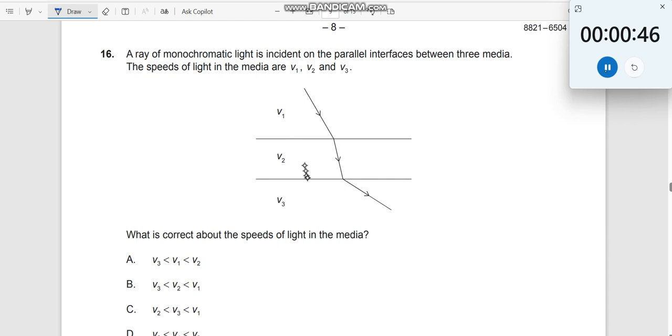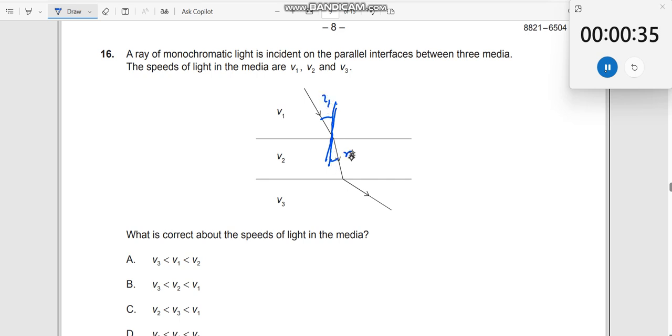See, V1 to V2, what is happening over here? If I draw the normal here, my normal looks slanting. Okay, fine. So this is my angle of incidence I1. This is my angle of refraction R1. So what do you observe here? You see, I1 is greater than R1, which means this will be your rarer medium, this will be your denser medium because it's bending towards the normal.